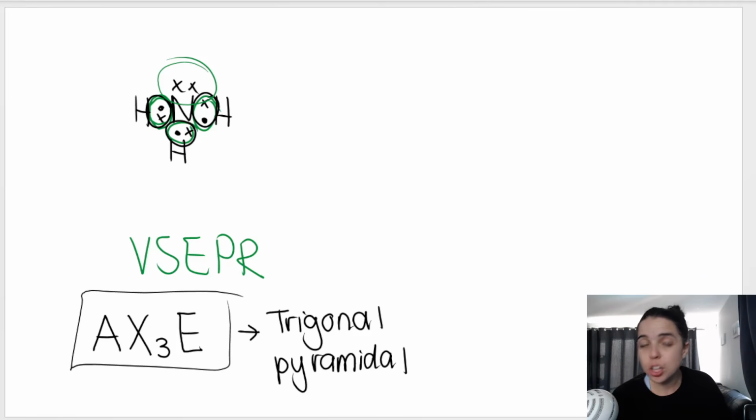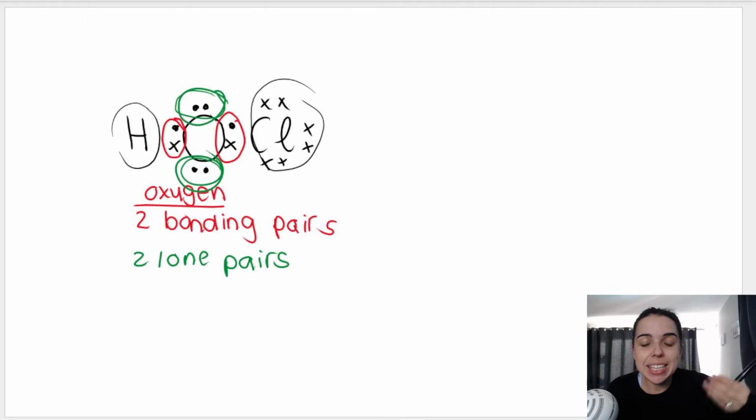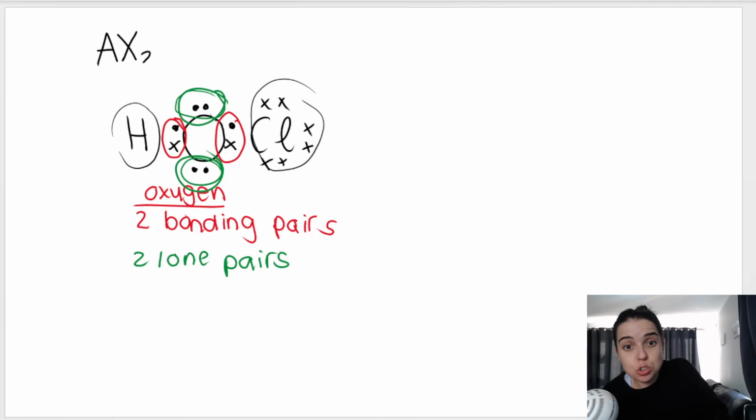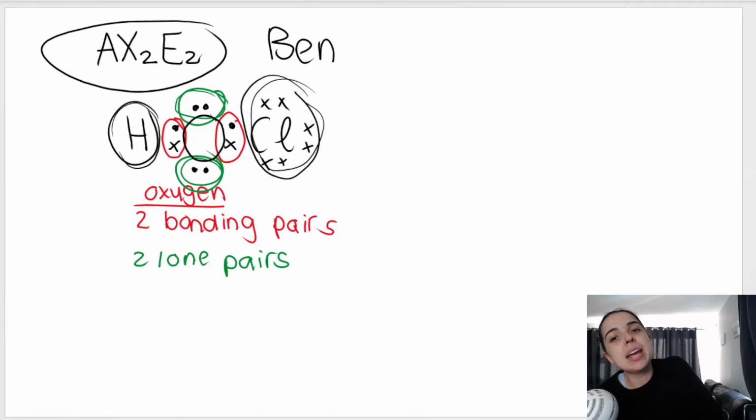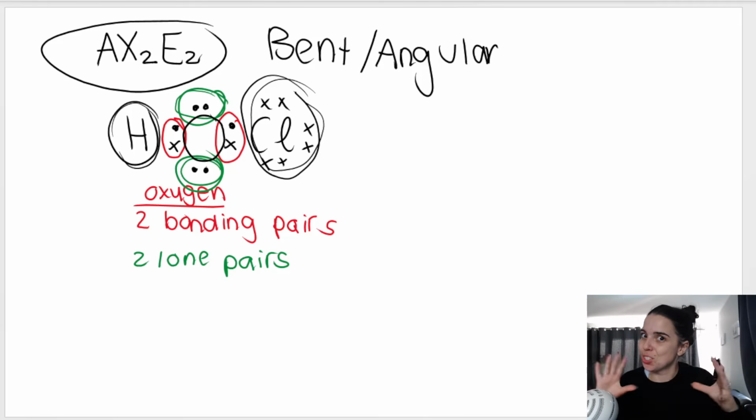Trigonal pyramidal. You can also think of it like 3 bonding pairs: if the central atom is bonded to 3 other atoms and it has 1 lone pair, it'll always have the trigonal pyramidal shape. And just by the way, the molecular shape of this one would be AX2E2. It's bonded to 2 atoms and has 2 lone pairs. This would in fact be bent, or what we call angular. I know we won't ask that in the questions, but just so you know.